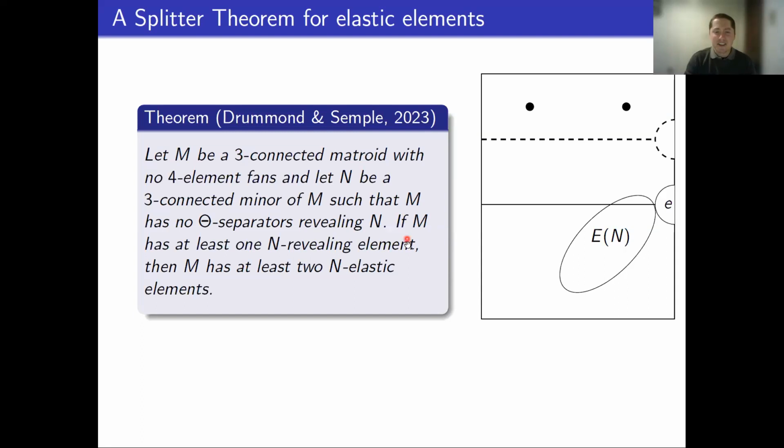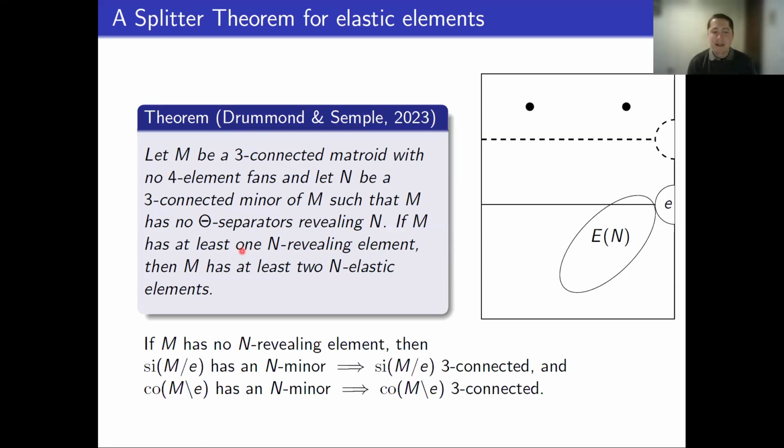All right, now this little if M has at least one N revealing element, it's no big deal. If M has no N revealing element, then the simplification, the contractions, having an N minor means you're 3-connected and you're happy anyway. So this is no big deal asking for at least one N revealing element. Right. So that was our wheels and whirls and splitter theorems.